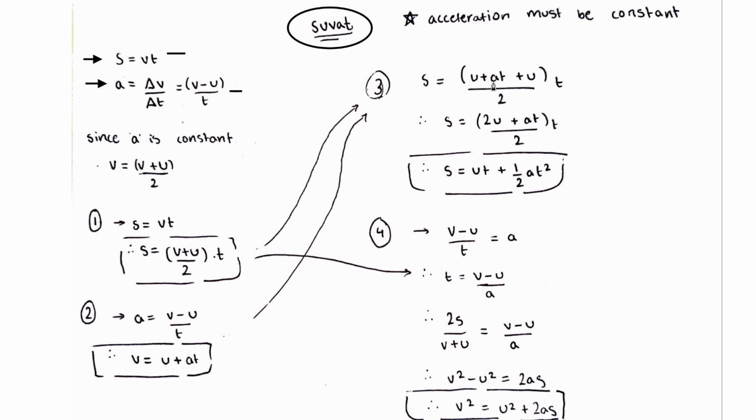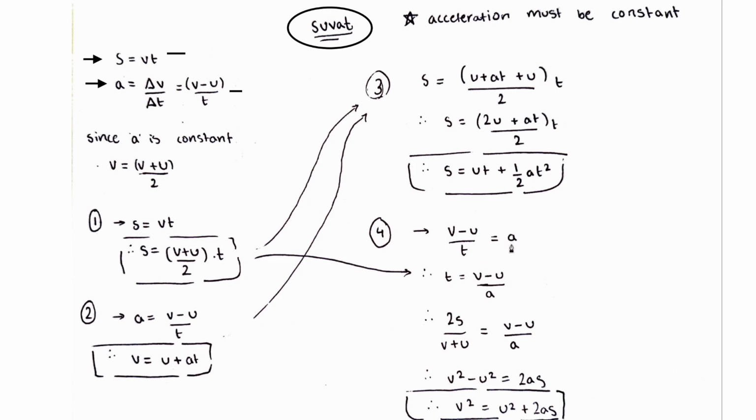So s is equal to (u plus at plus u) upon 2, into t. You just simplify that further to get this third SUVAT, which is s is equal to ut plus half at square. And now the fourth one, we're going to be using this and this first equation, a is equal to v minus u by t.